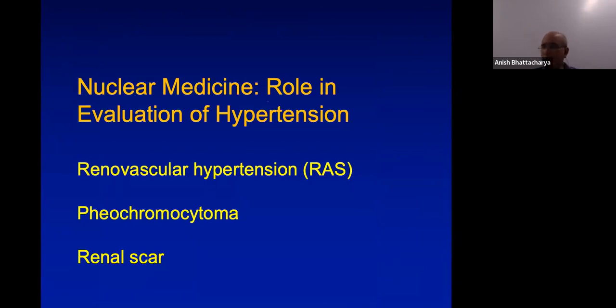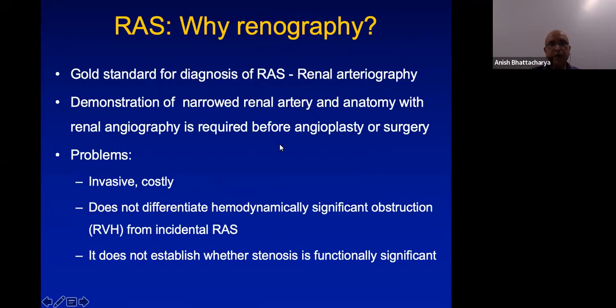In evaluation of hypertension, so renovascular hypertension, it can be a hypertension for renal causes, maybe renovascular, like renal artery stenosis, pheochromocytoma, or renal scarring. Let's see how nuclear medicine investigations help in these.